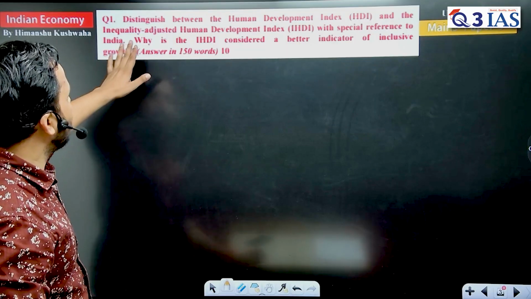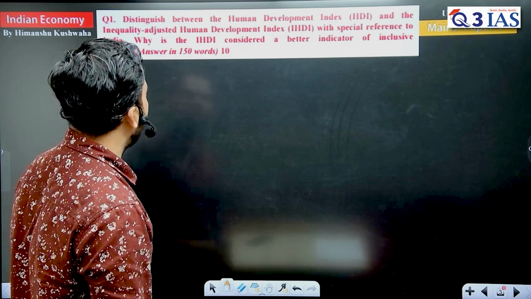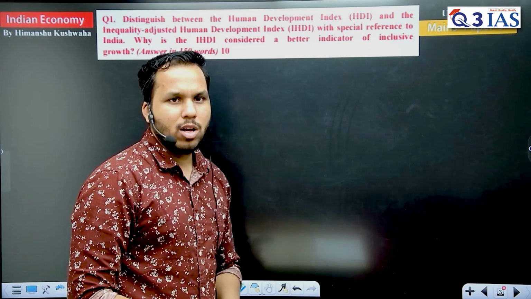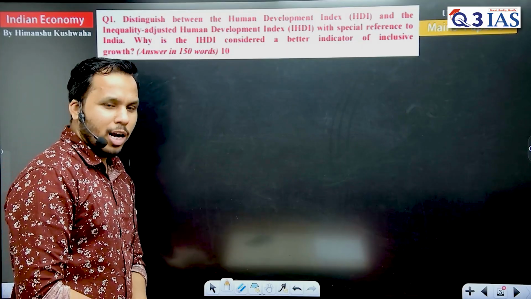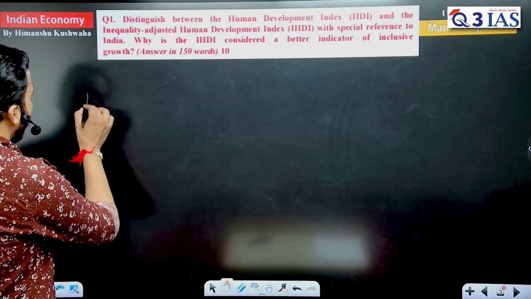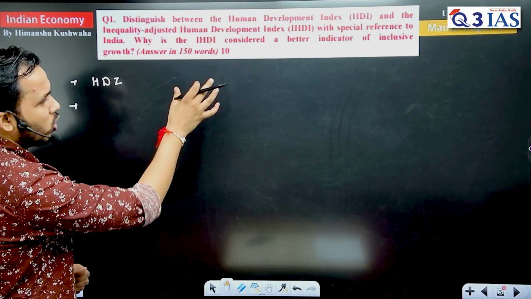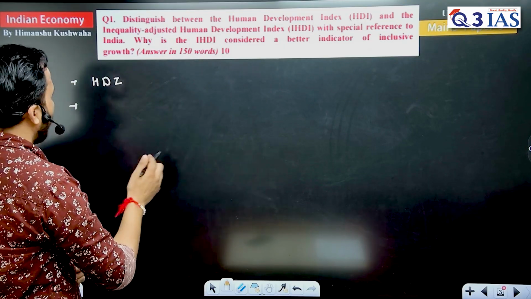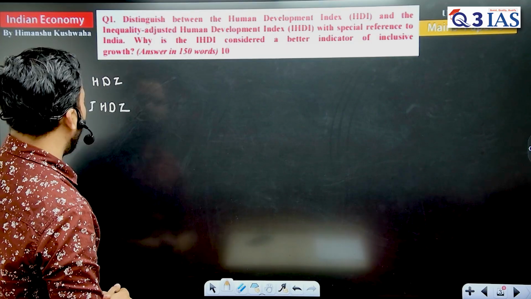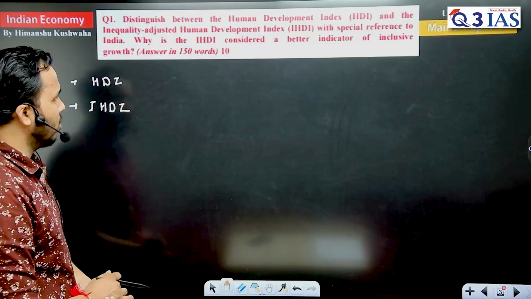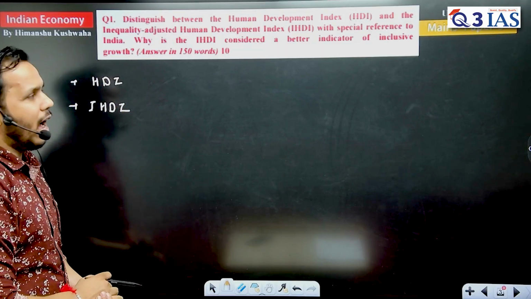The question says: distinguish between the Human Development Index and the Inequality Adjusted Human Development Index with special reference to India. There are two keywords. First is Human Development Index, and the second one is IHDI, Inequality Adjusted Human Development Index. We need to shortlist the keywords. They are asking us to distinguish between HDI and IHDI.